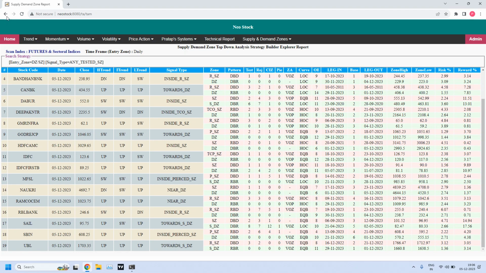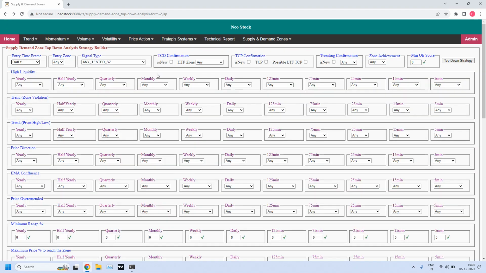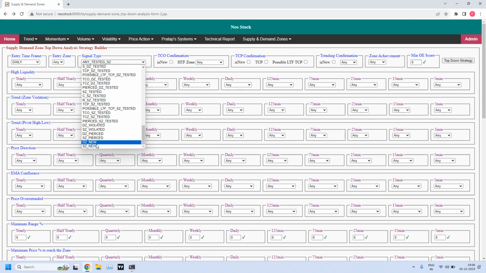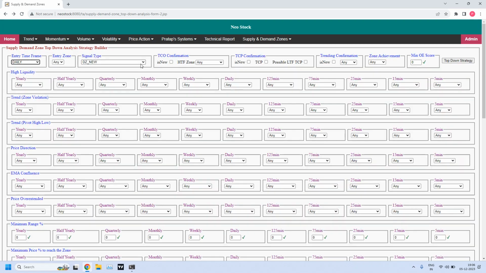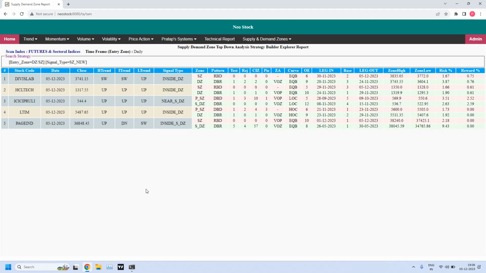So let's go back. Entry time frame is daily. Let us find the stocks having newly created demand zones. These 11 stocks are having newly created demand zones. Let's go back. Entry time frame is daily. Let us find the stocks having newly created supply zones. So these 5 stocks are having newly created supply zones.